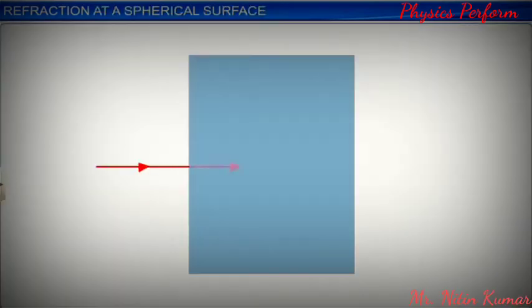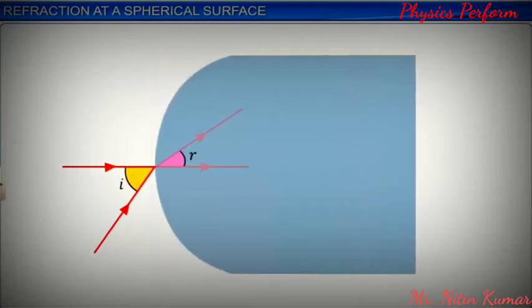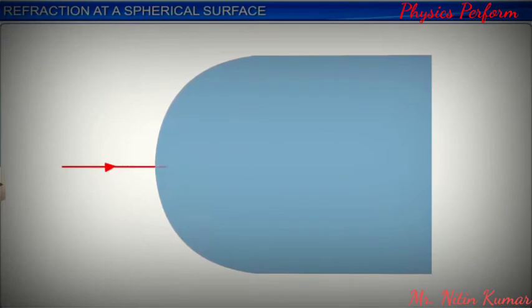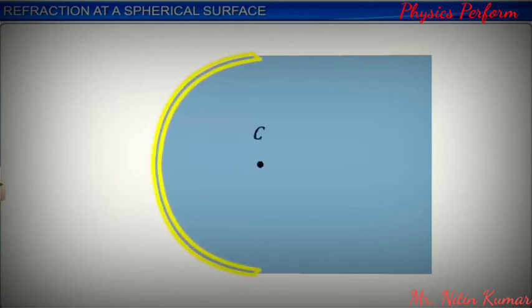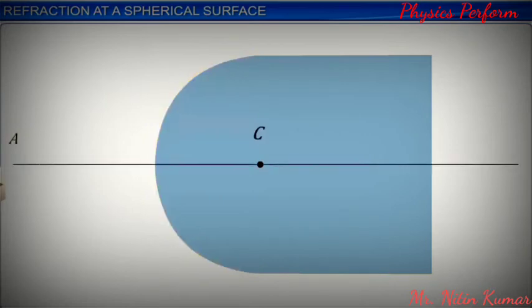In the earlier modules, we have seen how light refracts through a plane interface of two transparent media. The laws of refraction are applicable even when the interface separating the two transparent media is spherical in shape. Now let us study the refraction of light at a spherical surface in detail. Let C be the center of curvature of the spherical surface, AB be the principal axis, and P be the point of intersection of the spherical surface and the principal axis.